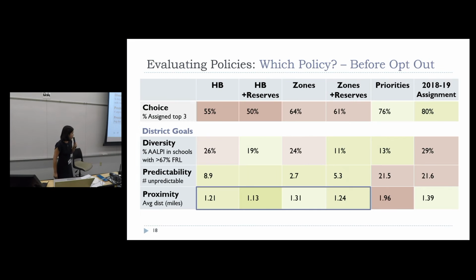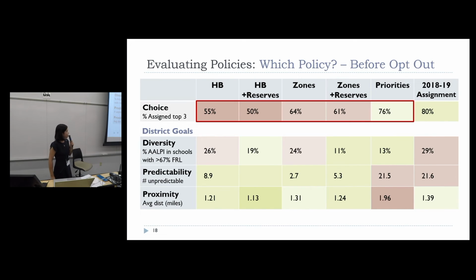Next, let's look at proximity. Here, this is measured by the average distance in miles for the student from their home to the assigned school. And here you can see that all of the policies which restrict choice to a closer by menu improve on distance by a little bit compared to the status quo, but using priorities significantly increases distance.